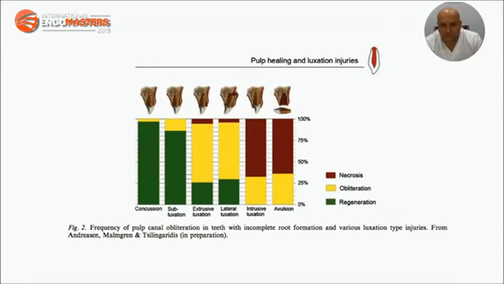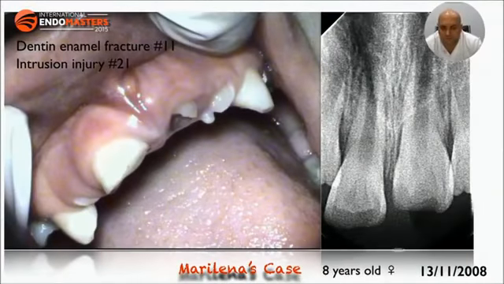Pulp necrosis, as you can see in this graph, is the most frequent complication in avulsion injuries and intrusive luxation injuries. Intrusive luxation injuries, just like little Marlena's case, that was presented to my practice with an enamel dentin fracture in her right maxillary central incisor and an intrusion injury in her left one.